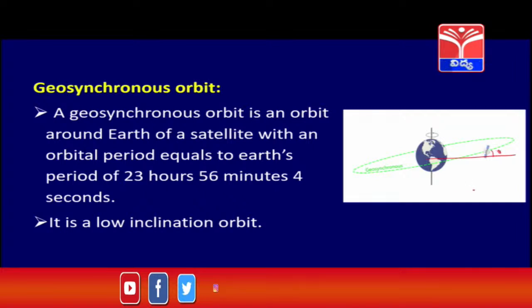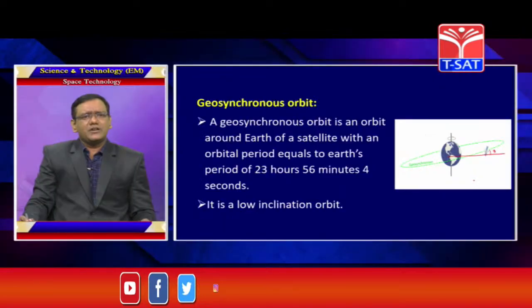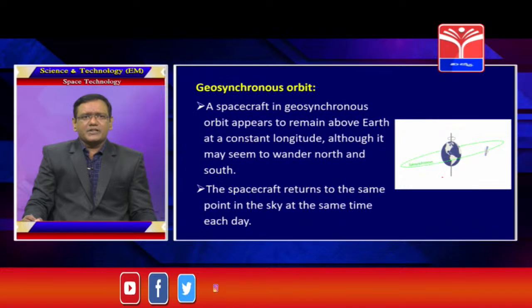So that is why it is called a low inclination orbit. Geosynchronous orbit means an orbit that revolves around the Earth, where the time period of the satellite is equal to the time period of the Earth. That is why it is called geosynchronous orbit. Geo means Earth, synchronous means it is in sync with the time period of the Earth.